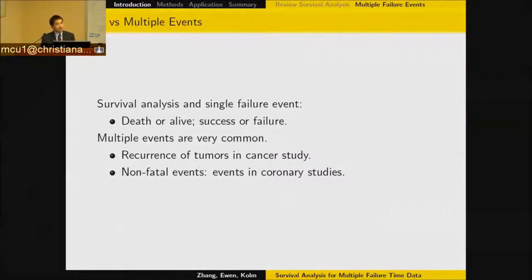But for a long time, we only used survival analysis to analyze data with the first event, even though in many research papers they didn't mention that. For example, we can do death or life, success or failure. But at least in medical research, multiple events are very common. For example, tumors in cancer can come again, recurrence. Also, in cardiovascular disease, events like MI, HF, or other CVD events can happen again and again. Of course, death can only happen once, but non-fatal events in cardiovascular disease or other diseases can happen again. So we have to handle multiple events.